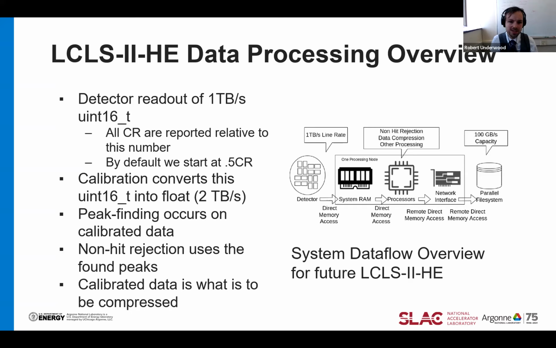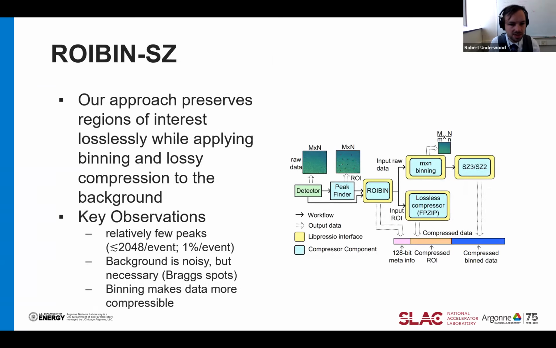What we need to do is get it down to the maximum bandwidth that the parallel file system will support, which is approximately 100 gigabits per second. As I teased earlier in the morning session, the approach that we're going to use for this is called ROIBin-SZ, region of interest plus binning with SZ compression. What this will allow us to do is separate the important aspects of the image, the Bragg spots that we've identified during peak finding, from the background information.